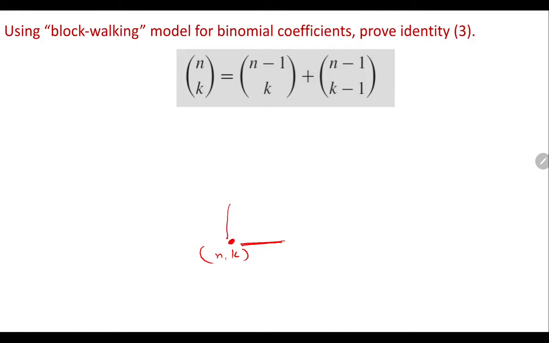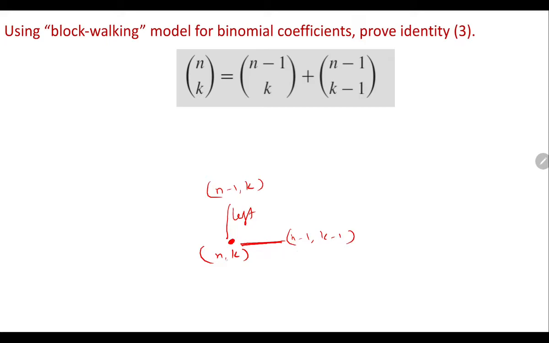Yes, it means that in one case I take the left turn, in the other case I take the right turn. So if I take the left turn, it means I am at the (n-1, k) position, and I take the left turn. If I am taking the right turn, then I am at the (n-1, k-1) position.